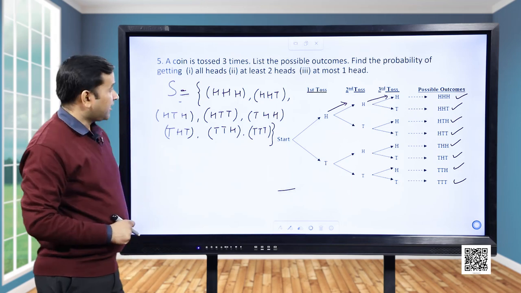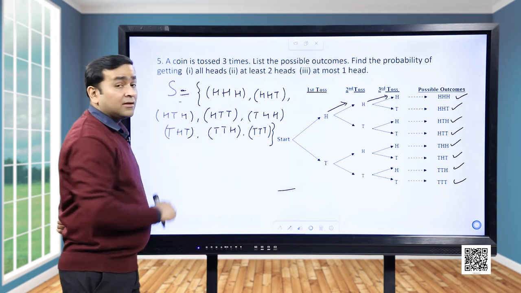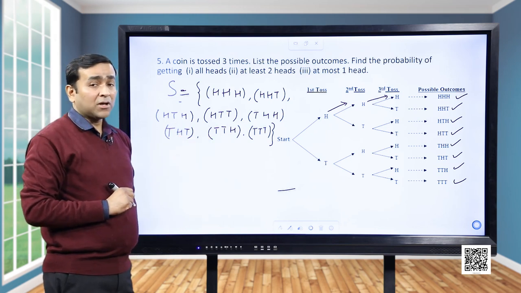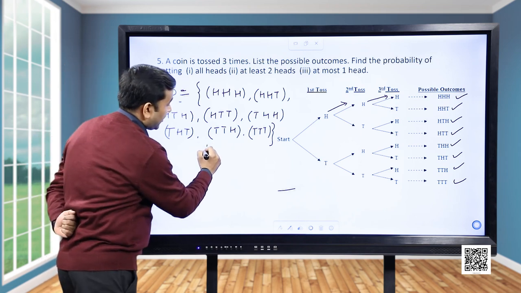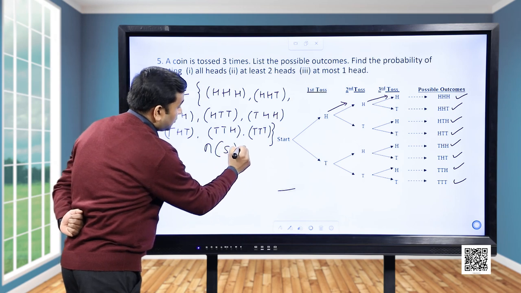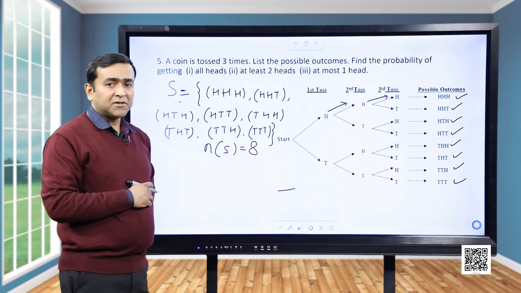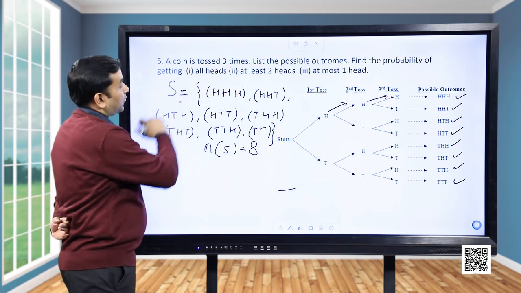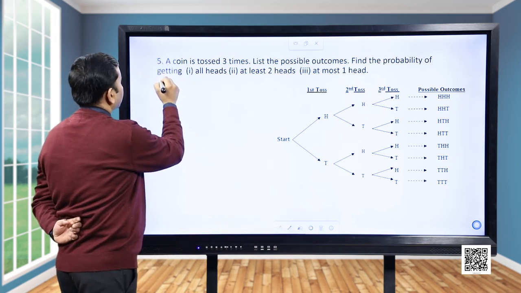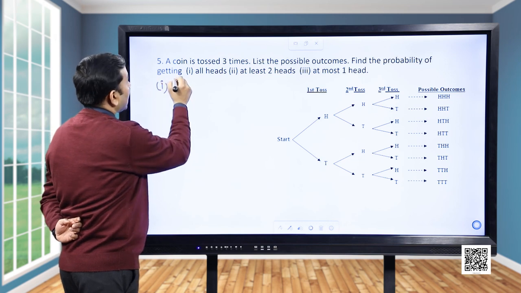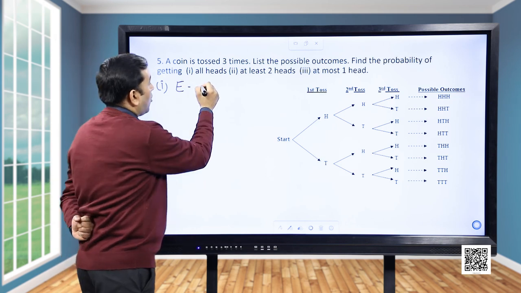How many are these? Let us count. 1, 2, 3, 4, 5, 6, 7, 8. So, the number of all the possible outcomes when we toss a coin 3 times is 8. We write it as n(S) equal to 8. Okay. Now, let us solve the first part. We get all the heads. Let E be the event such that we get all heads.